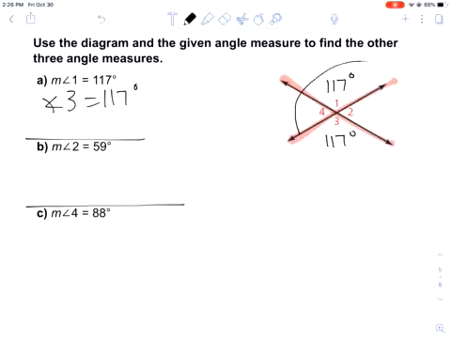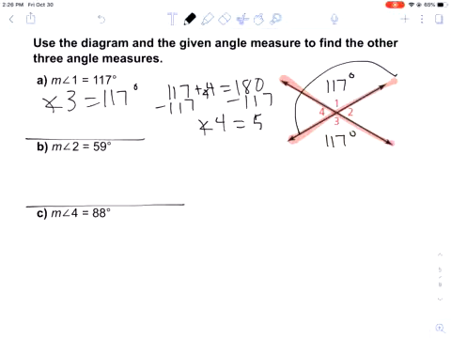If I look here, though, I've got a linear pair. Well, linear pairs add together to be 180. So I subtract 117, and I get that angle 4 is 63. I almost wrote 53. So angle 4 is 63. But if this is 63, then this is also 63 because 4 and 2 are vertical angles.